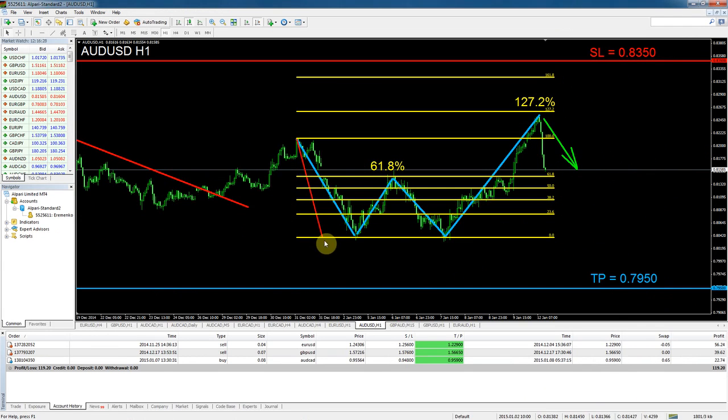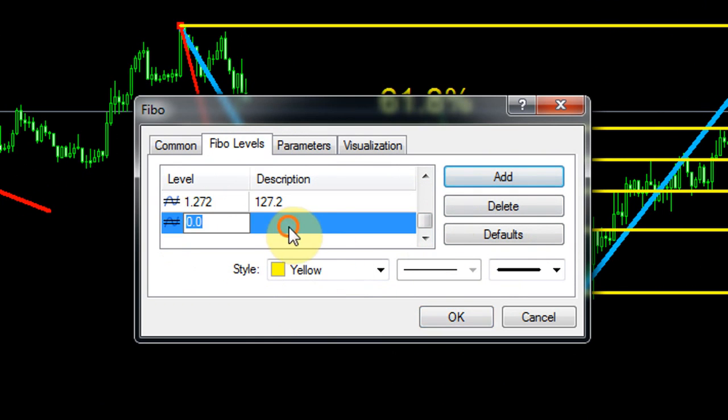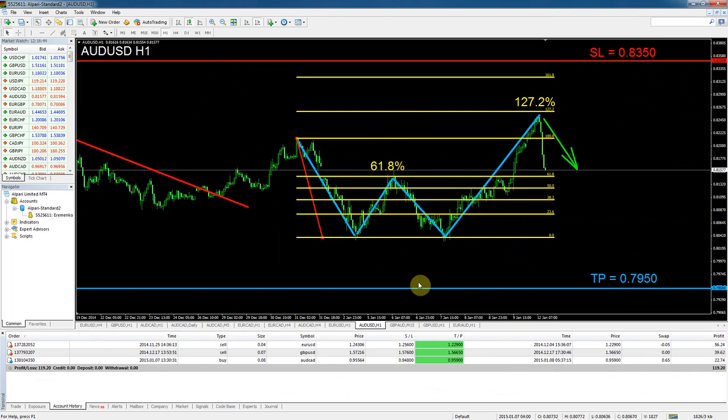By the way, before we move on, I just wanted to show you that in your Fibonacci properties, if you ever want to add a level, like for example 127.2, which is not a default level, you just click the Fibo levels tab and click add, and you can add any level over here. So that's pretty simple. Okay, moving back to our pattern.